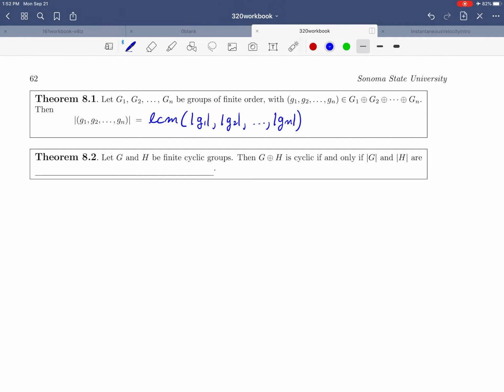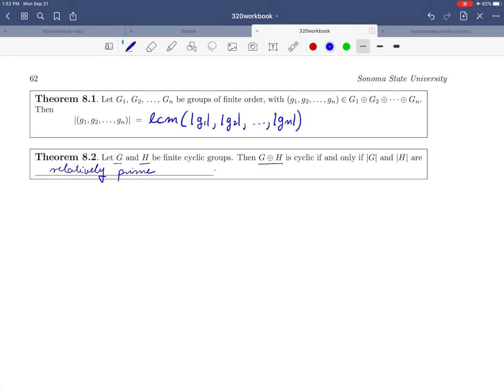So suppose we are starting with two groups, G and H, that are finite cyclic groups, and we would like to write down a condition to say when G plus H is cyclic. What has to be true about the order of G and the order of H for G plus H to be cyclic? Well, if the order of G and the order of H are relatively prime, then our group G plus H is cyclic, and vice versa. So this is an if and only if condition. We get relatively prime as our condition.